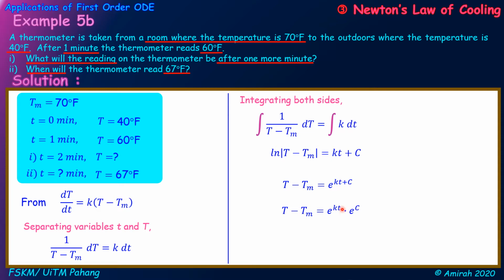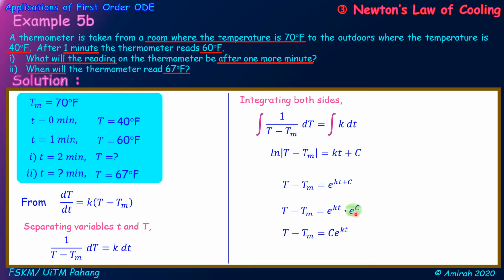And then from here, we can separate e to the power of kt plus c. We split to e to the power of kt times e to the power of c using the properties of indices. If we have index with same base and the operation here is multiplication, so if we have a to the power of m times a to the power of n, the answer will equal a to the power of m plus n. Now, we have e to the power of kt plus c. So using the properties of indices, we can write e to the power of kt times e to the power of c.